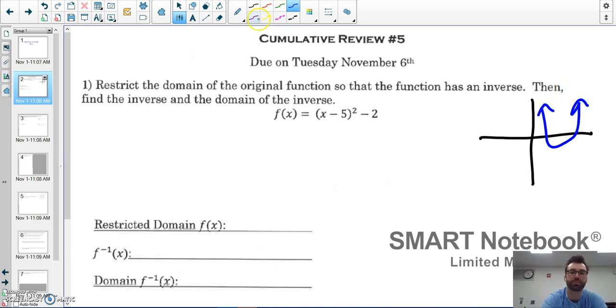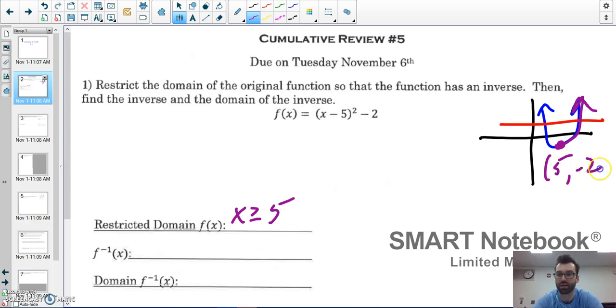However, we can see that it doesn't pass our horizontal line test because our function hits that horizontal line twice. In order to restrict our domain, we want to look at one side of our function. I'm going to look at the positive side here, and in order to do that, I must think about the x value of my vertex. My vertex is (5, negative 2). And how did I get that? Because here I shift right 5, on the inside do the opposite, and down 2.